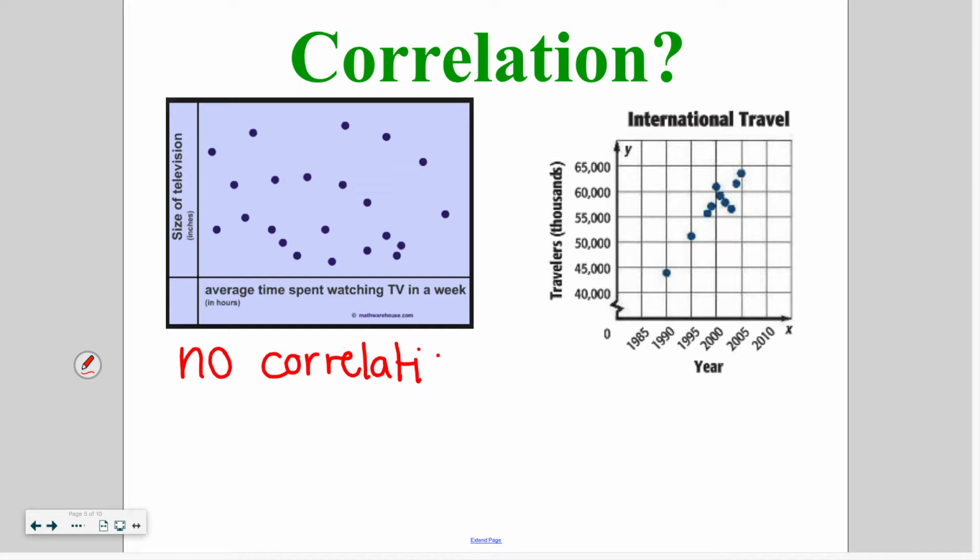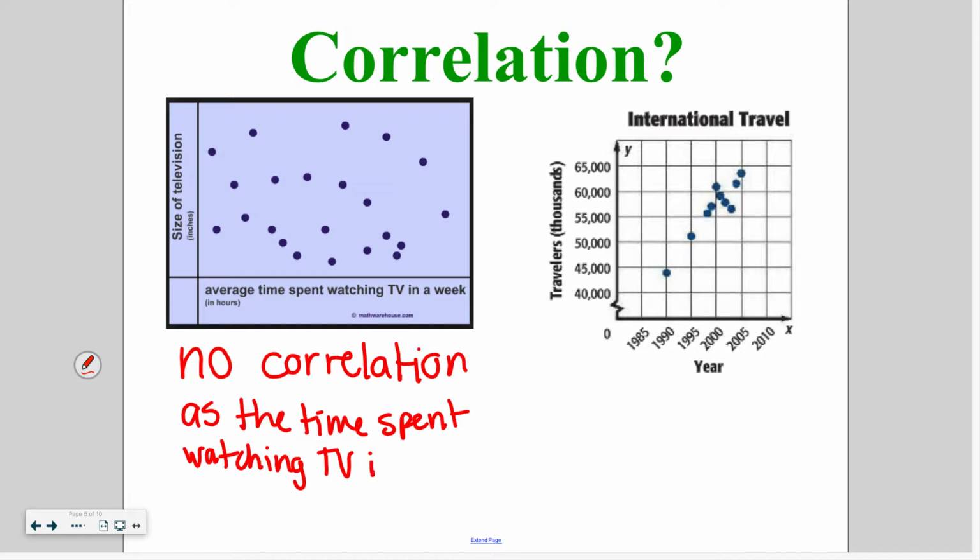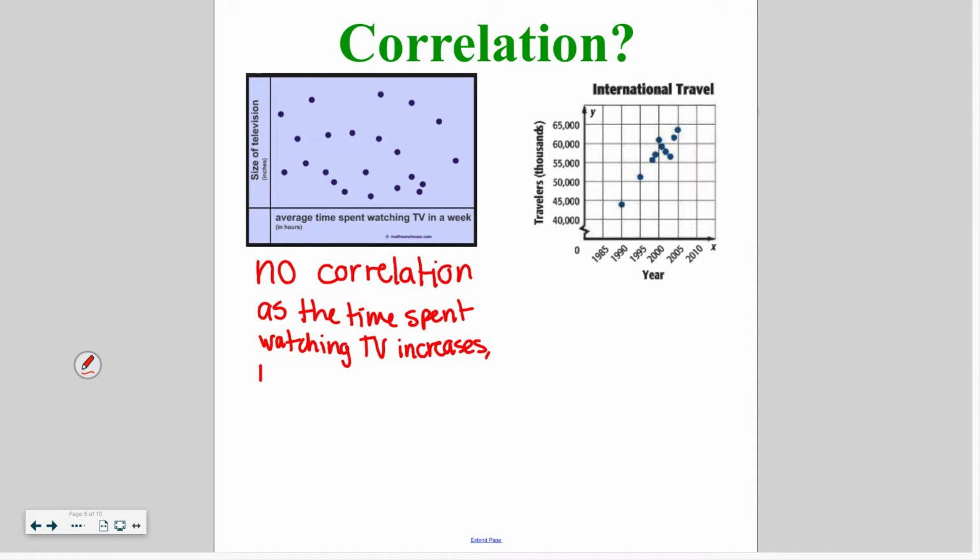correlation. Your book is going to ask you to explain this, so what you're going to want to say is, as the time spent watching TV increases, there is no effect on the size of TV.